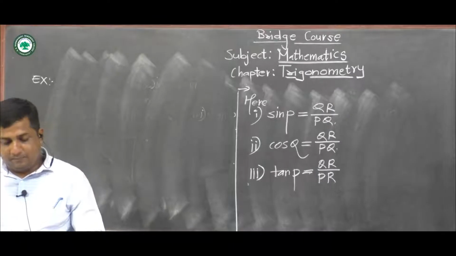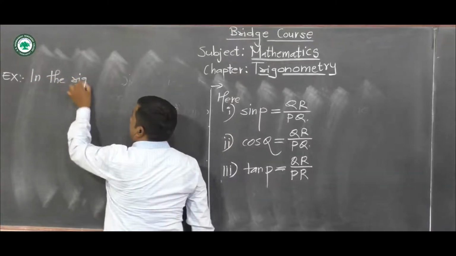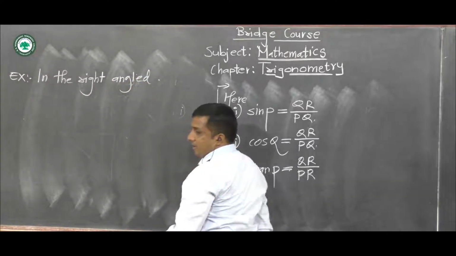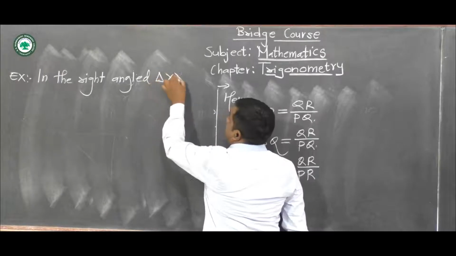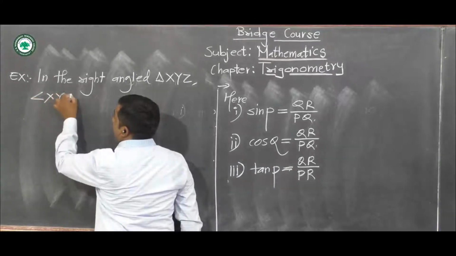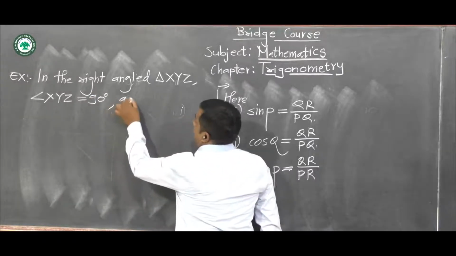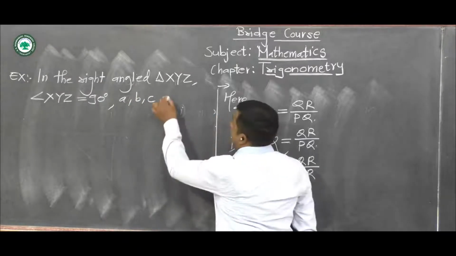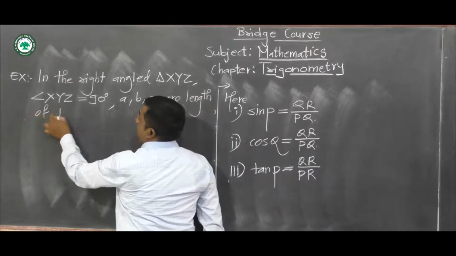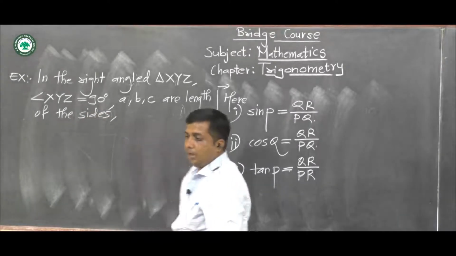Here in next given, in the right angled triangle XYZ, measure of angle XYZ is equal to 90 degree. Here given ABC and our length of the sides, येथे लेंथ ऑफ द साइड्स देखील दिलेले आहेत as shown in the figure.